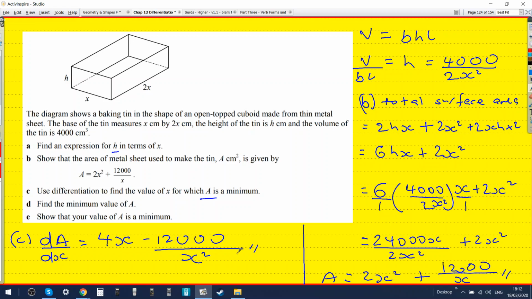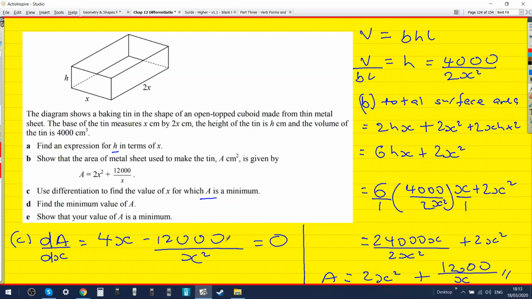Yeah. And then how do we use that to find the minimum? What do you know about the derivative at a minimum? Is it equal to 0? Sure is. So now what do we do? Solve. How? 4x minus 12,000 over, that should be over x squared, shouldn't it? Yeah, over x squared equals 0.